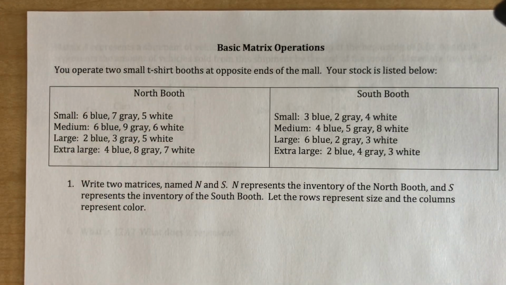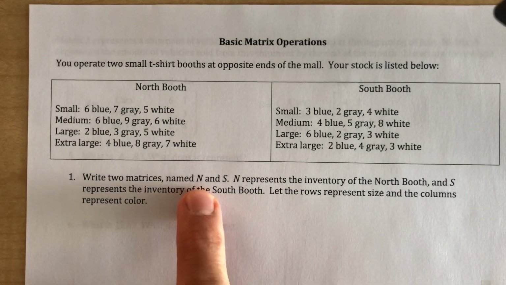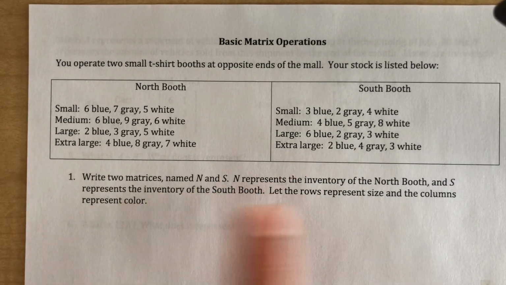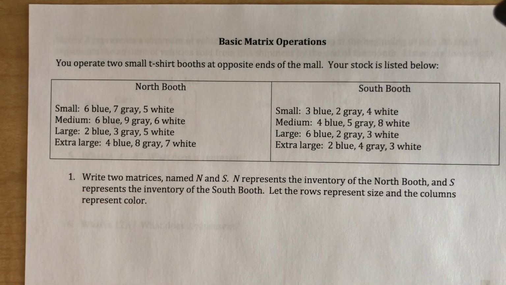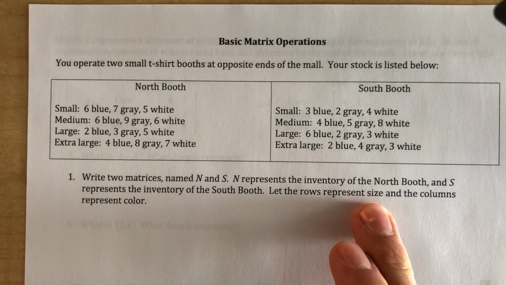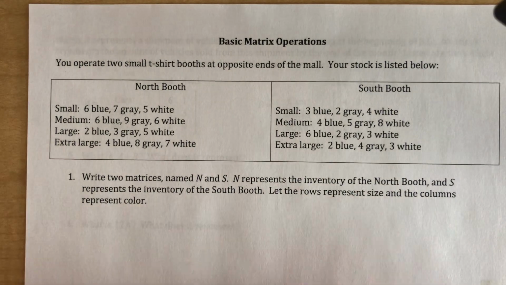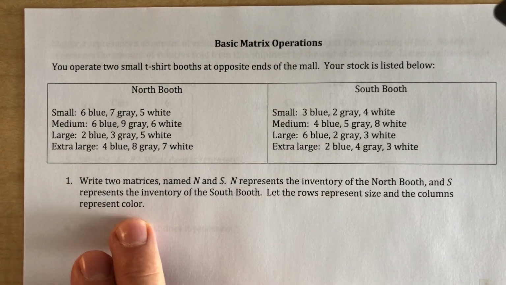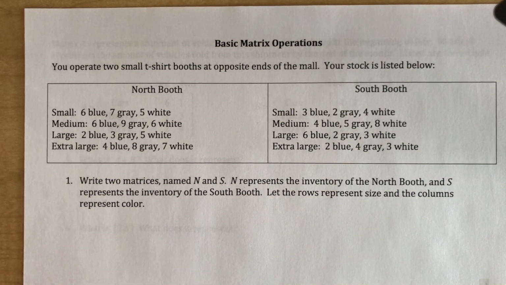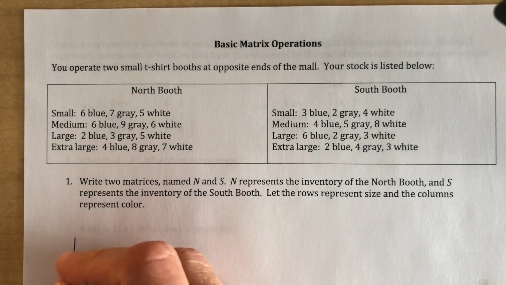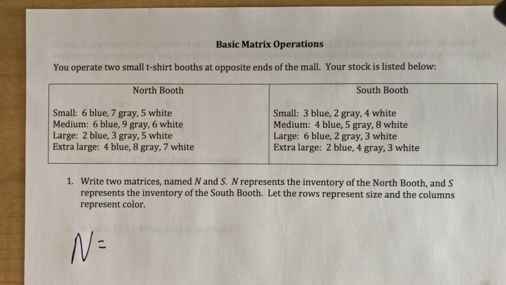So again, we're going to use matrices to organize this data because it's going to be a sloppy mess if we don't. So we're going to write two matrices named N and S. N is north, S is south, and let the rows represent size. That's important. We need to know how to configure this, and the columns are going to represent color. So we're going to write two of them. I'm going to write them in purple. I don't know why. So N, capital N, is going to be all this information here, but strategically written.